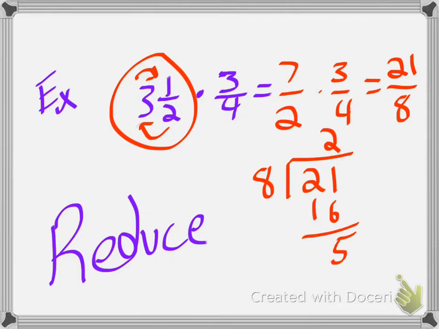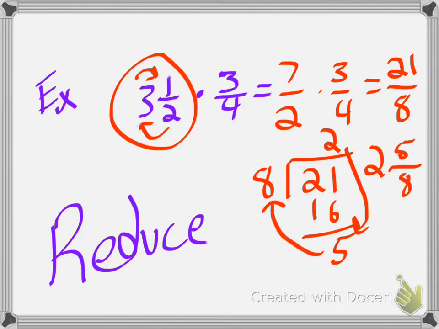So, put it in a mixed fraction. You do 2, 5, 8. So there's our answer. Always reduce before you answer. We can't reduce this because it's already been reduced and we already turned it into a mixed fraction.